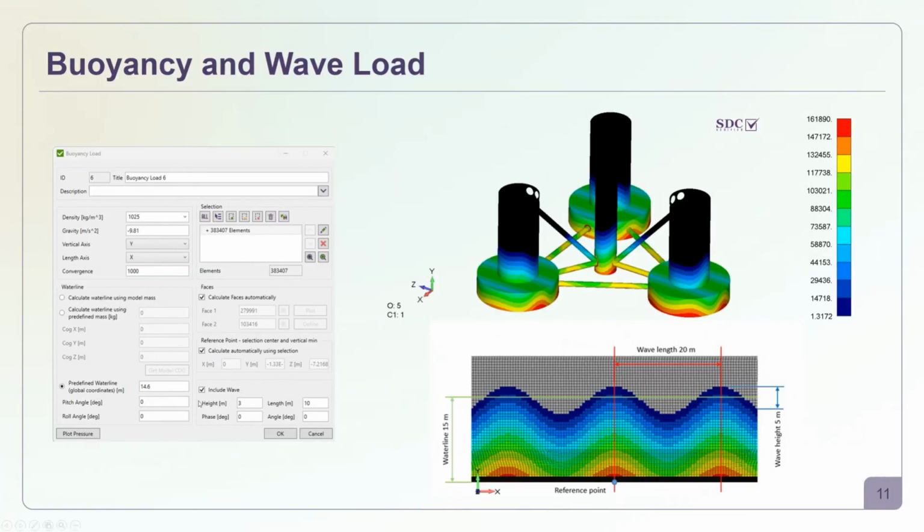What you can also include, which is not necessary, but in this case we also include, is the wave, and here you need to input some parameters, as you can see on this right bottom graph, such as height and length. You can also apply phase and angle if you want to check such conditions. And on this top right picture, you can see how the pressure is applied to the model. And on the legend, you can see this is pressure in pascals.